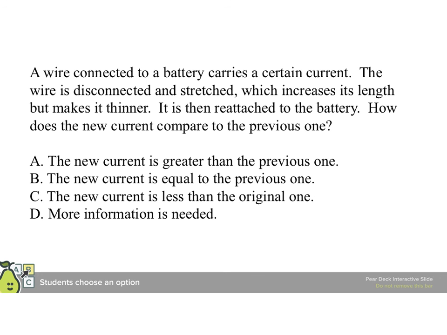All right. A wire is connected to a battery carrying a certain current. The wire is disconnected and stretched, which increases the length but makes it thinner, and is then reattached to the battery. How does the new current compare to the previous one? So here is our original wire, and now we've made it thinner but longer. What's happened to the current?